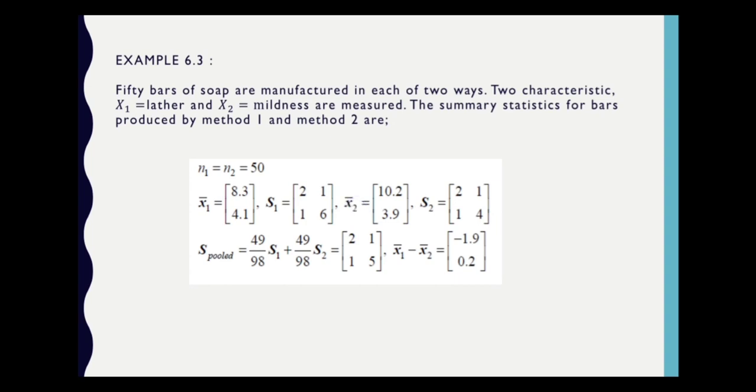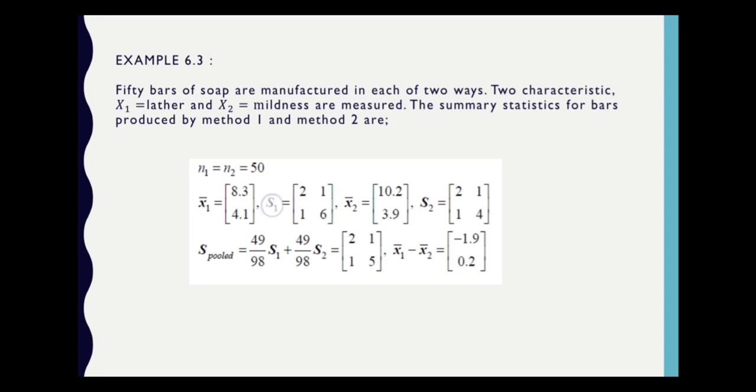The value 8.3 here is the mean for the first variable, which is lather, for the first method. 10.2 is the mean of the first characteristic, or first variable x1, for the second population. 4.1 is the mean for mildness for the first population. 3.9 is the mean for mildness for the second method, which is the second population.